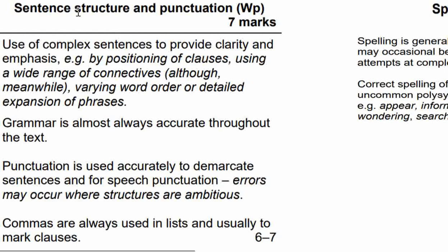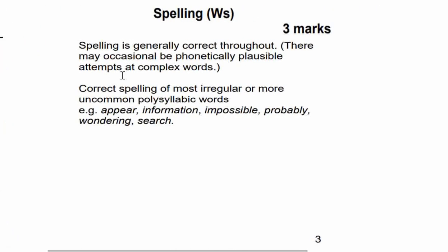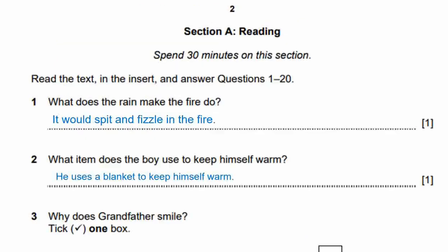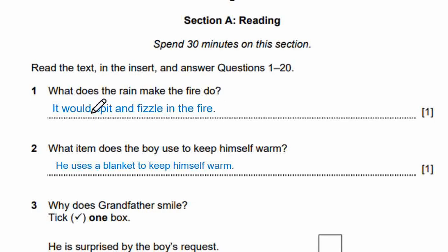For sentence structures and punctuation, it's a maximum of 7 marks. We must use correct punctuation, and grammar is accurate. Also, the use of complex sentences will be appreciated. For spelling, definitely we have to use correct spelling, especially for difficult words or polysyllabic words. So that's it for this paper.